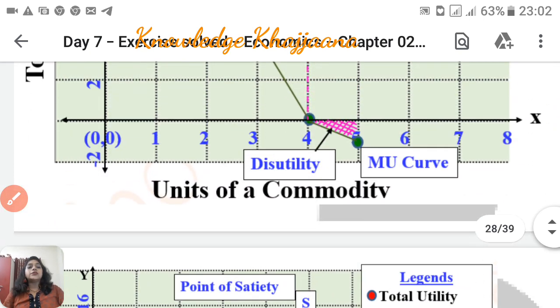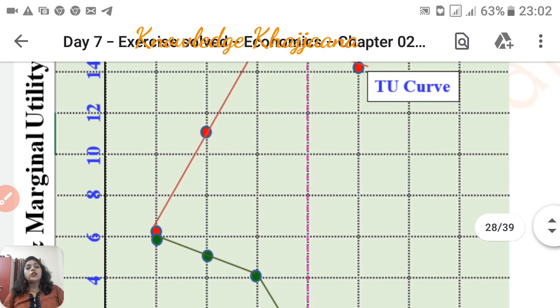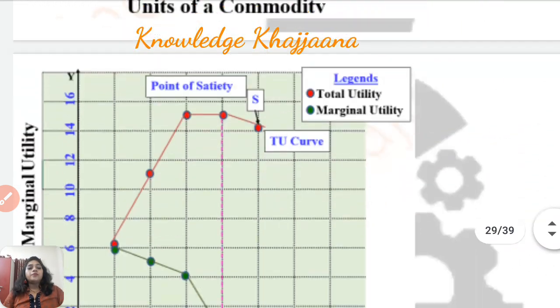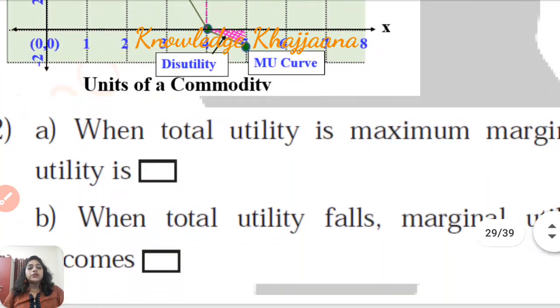And what is shown on the x-axis? Units of a commodity. And what is shown on the y-axis? Total and marginal utility on the y-axis. Now, based on this diagram, two questions have been asked.